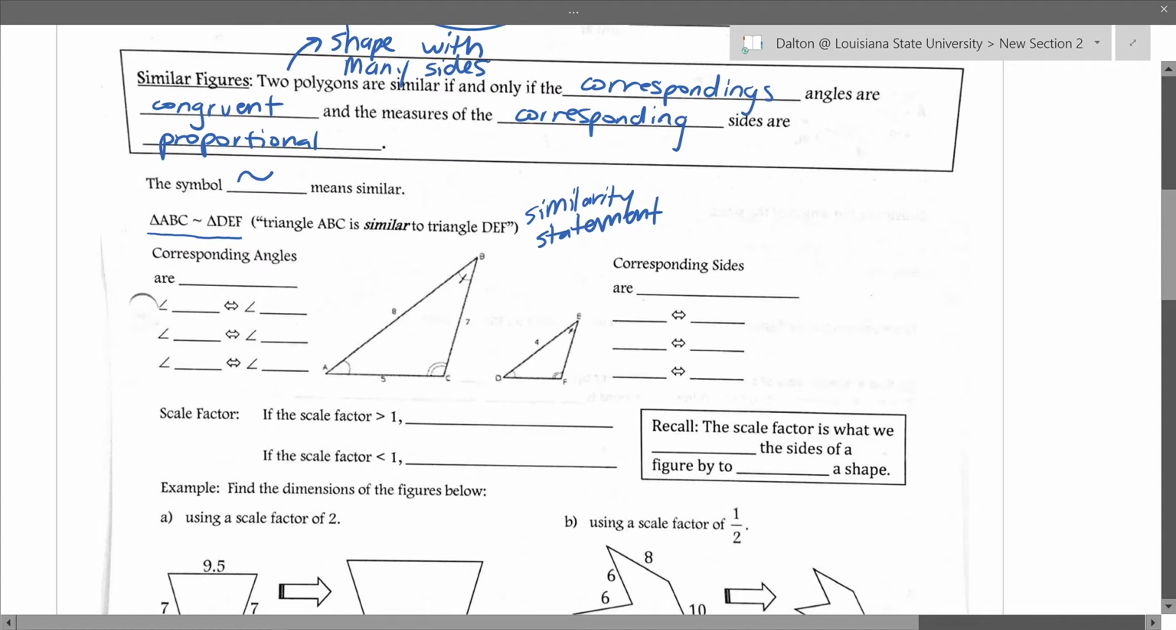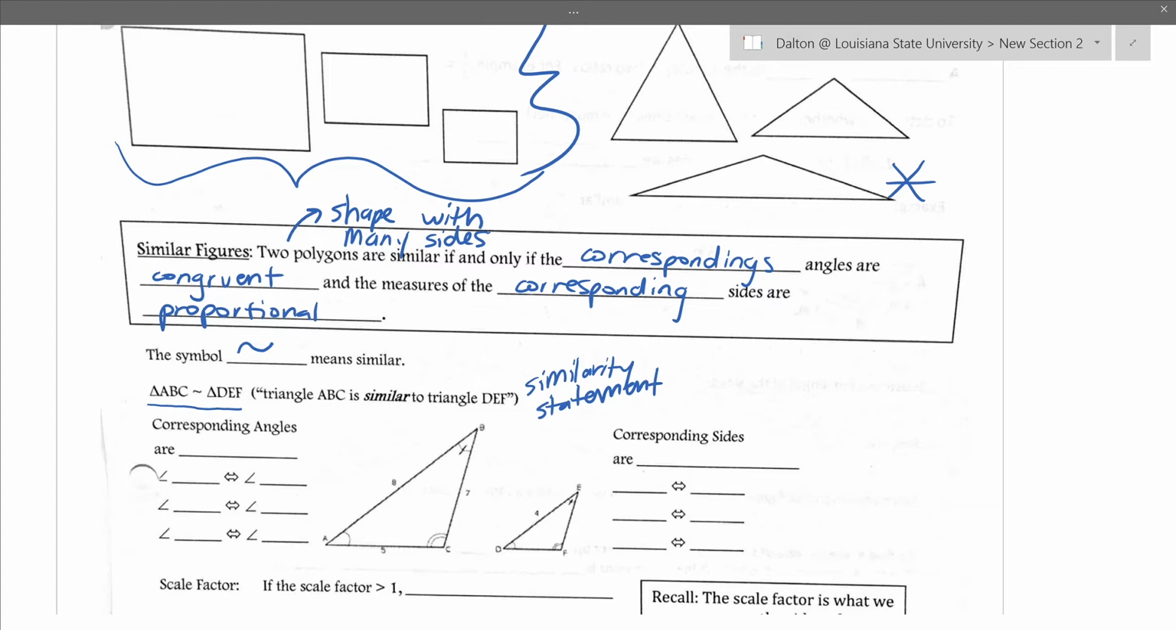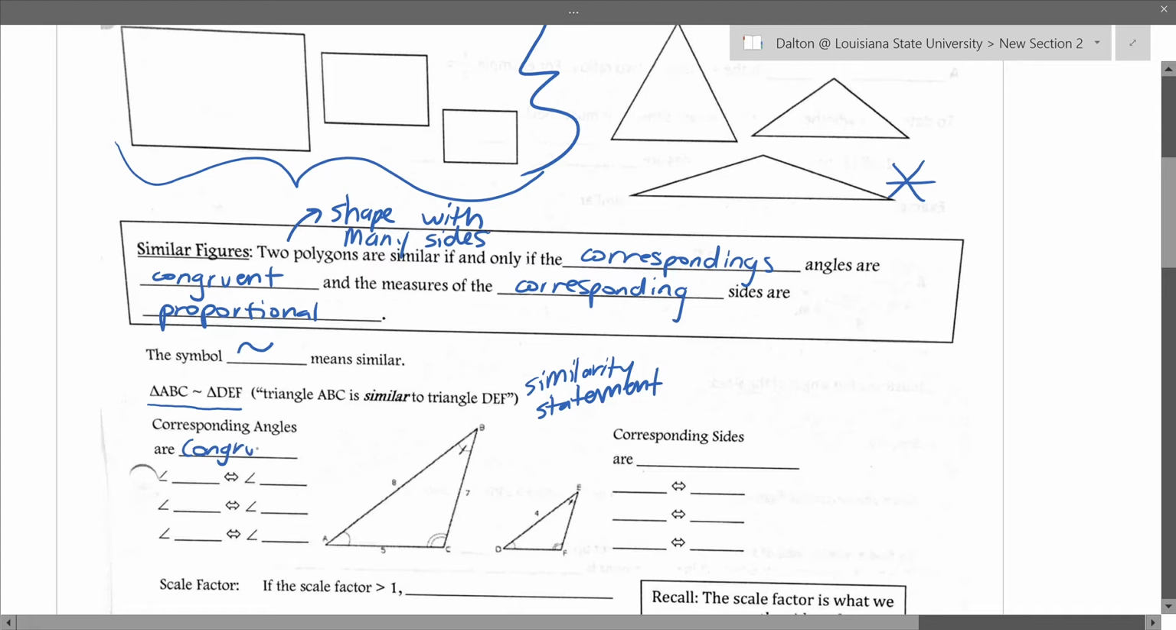So let's look at this example. These two triangles here are similar. You see how they look lovely, and even though they're not the same size, they're the exact same shape. Corresponding angles are congruent. That means angle A is congruent to angle D, and angle C is congruent to angle F, and that must mean angle B is congruent to angle E. So the angles are the exact same. Corresponding sides are not congruent, because if they were, then the triangles would be congruent. Corresponding sides are proportional.